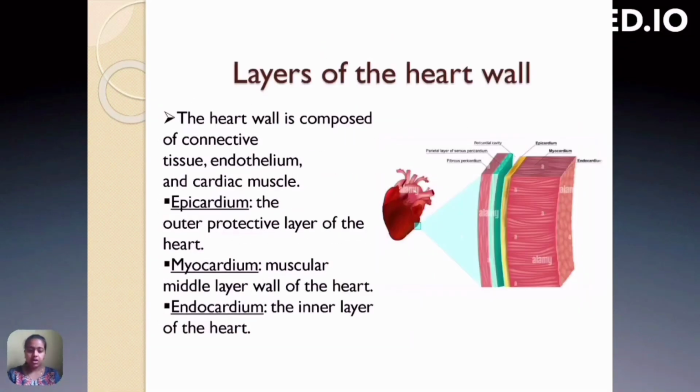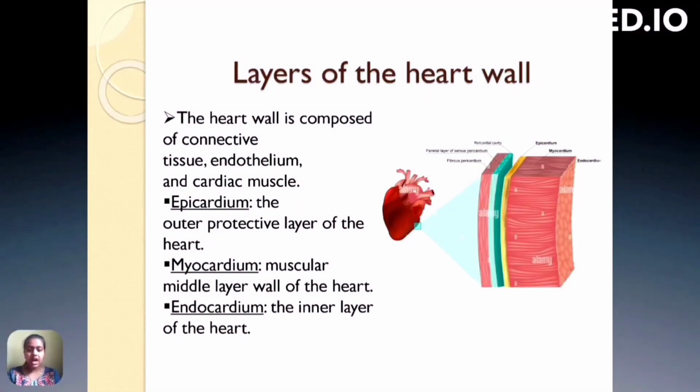Layers of the heart wall. The heart wall is composed of connective tissue, endothelium tissue, and cardiac muscle. It is the cardiac muscle that enables the heart to contract and allows for the synchronization of the heartbeat. As we have seen, the heart wall is divided into three layers: epicardium, myocardium, and endocardium.